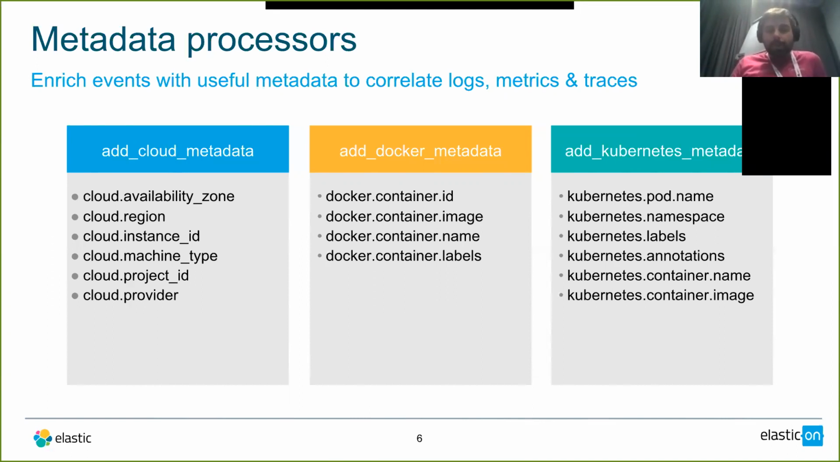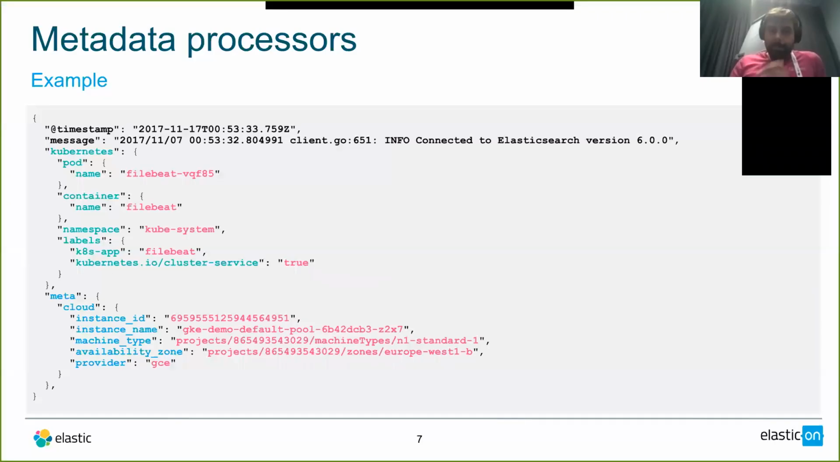Or if you want to watch a full availability zone, for instance, you get a notice from Amazon saying that some availability zone is down, you can use this information to see what's going on with the containers in that availability zone. You can use it to filter and focus on that, which is cool. And this is how an event looks when you use these processors. In this case, we are using the Kubernetes one and the cloud metadata one.